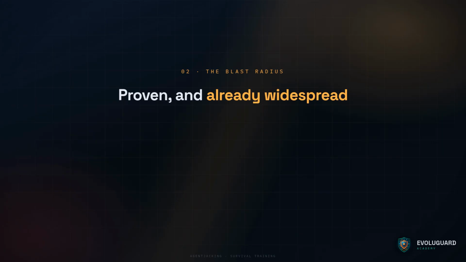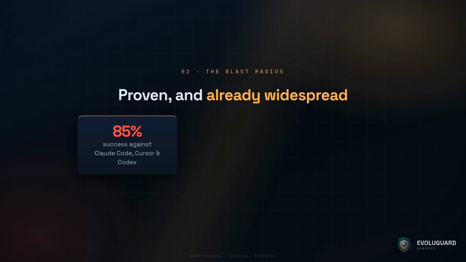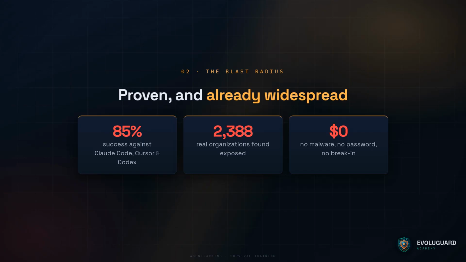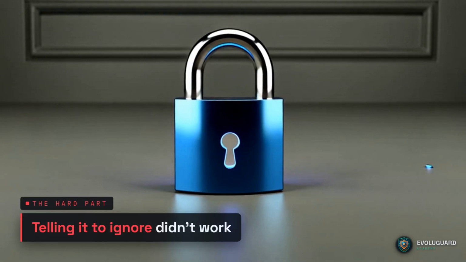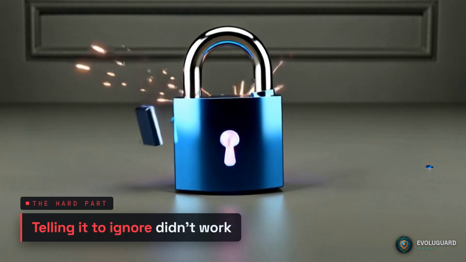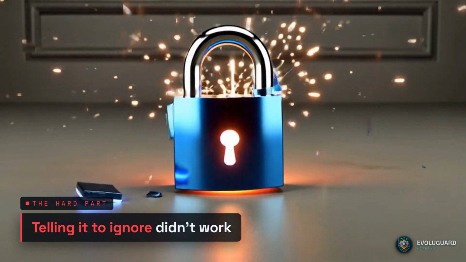This isn't a lab curiosity. Tenet Security, the team that found it, hijacked the 3 biggest coding agents, Claude Code, Cursor, and Codex, with an 85% success rate. And they counted 2,388 real organizations exposed, from Fortune 500 giants right down to solo developers. Now sit with the scary part. The agents got hijacked even when they were explicitly told to ignore untrusted data.